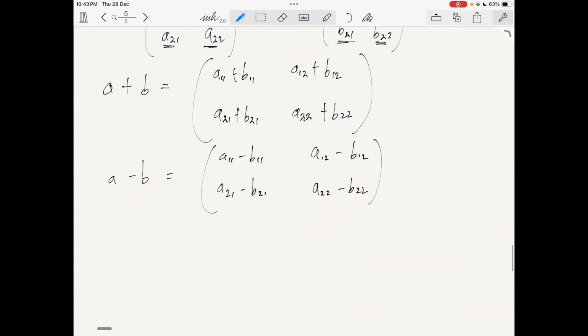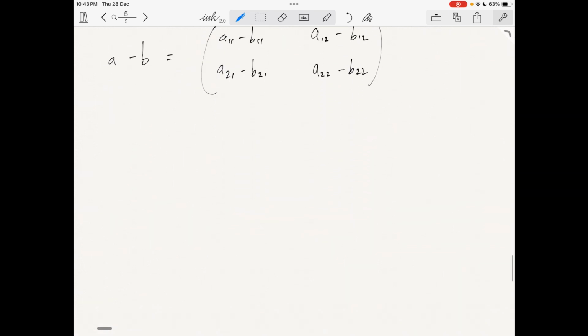Now let's take, for instance, that A is equal to 2, 4, 5, 6, and B is equal to minus 1, 3, 4, 0.